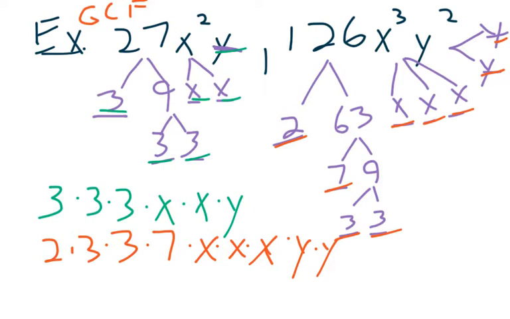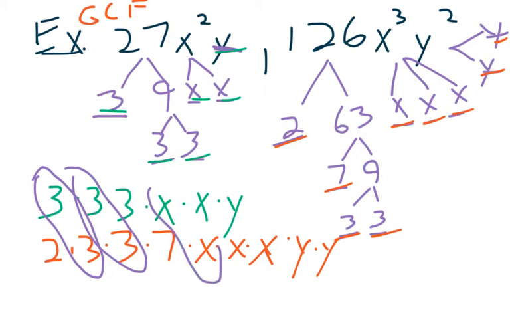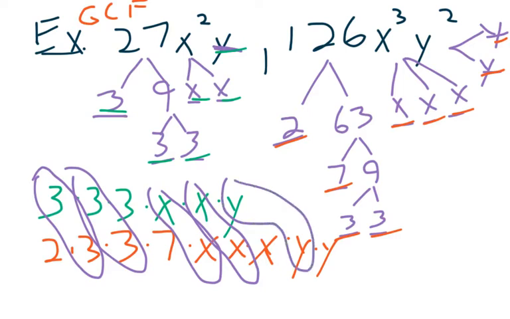And now I circle the ones they have in common. So I see a pair of 3's, another pair of 3's, and the 2 and the 7 don't match up, but I see a pair of x's, another pair of x's, and a pair of y's. So I'm just going to write that as the number from the factor, 3, the number circled, times 3 times x times x times y. And that equals 9x squared y.